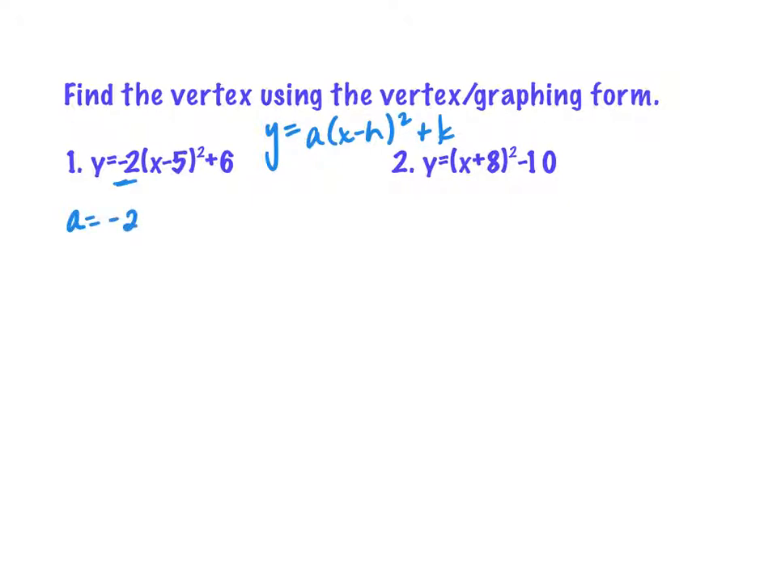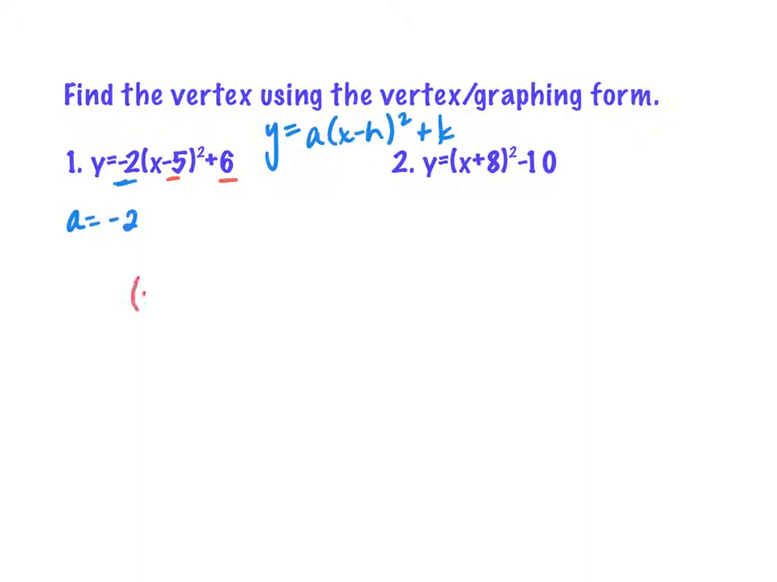And in a little while, we'll talk about what that value does to the entire graph. Next up, we have our h. We'll do that in a different color. Our h and our k. Now, a couple things. You have to be careful with negatives here.